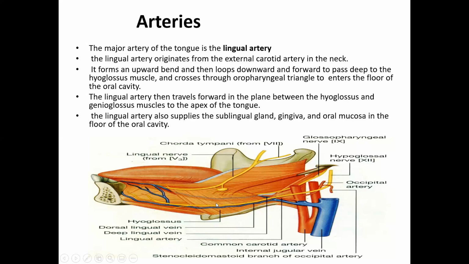So the deep lingual vein begins at the apex of the tongue and drains the body of the tongue, the apex and the margins of the tongue. It joins the sublingual vein and ultimately drains into the internal jugular vein, while the dorsal lingual vein drains the root of the tongue or the oral cavity, and again drains into the internal jugular vein.